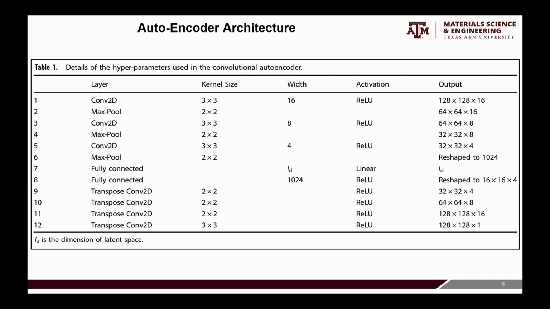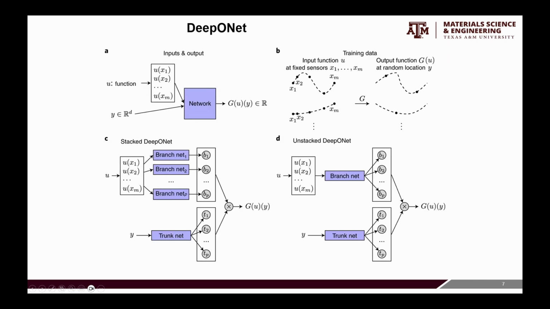The autoencoder architecture is as follows. It's pretty standard. I just want to bring attention to the latent dimension here in the center. That's our 196 points. And then now we can take a look at the DeepONet. As described before, you have your microstructure data here in the function, and then you have the time here. So you have your branch net. This is a stacked DeepONet. This is what's being used here.